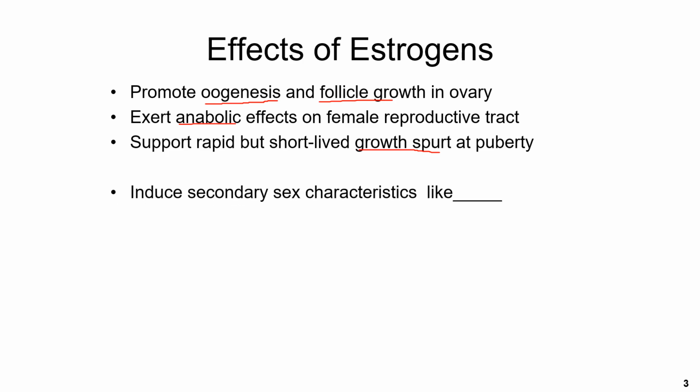Aside from the growth spurt, we do have other secondary characteristics that show up during puberty. Examples of these secondary sex characteristics would be development of the breast, fat deposition in the hips and the buttocks, voice changes, pubic hair, and axillary hair. Those are all because of estrogen.